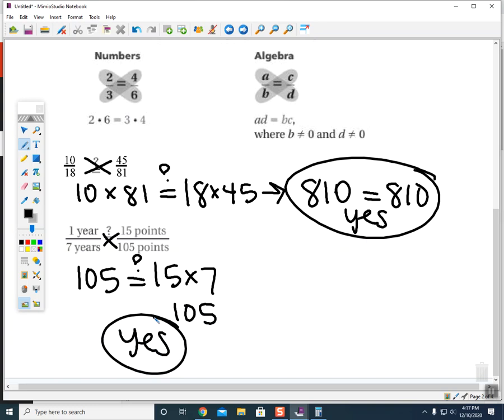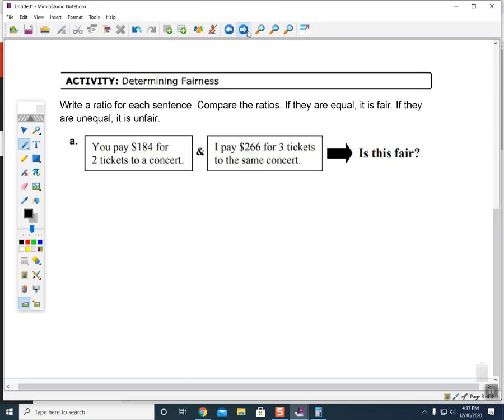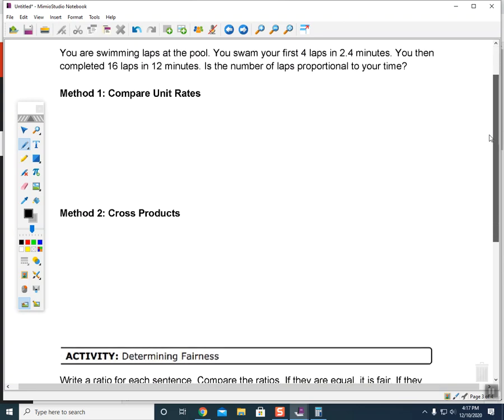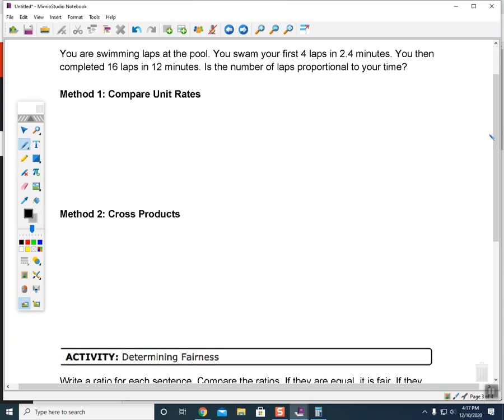Okay, cross products are just super helpful. It's a really quick way of figuring out whether or not something is proportionate, and if you have a missing piece of a proportion, cross products are really helpful with that as well. So we really have two separate methods that we can use to figure out whether or not things are proportionate.